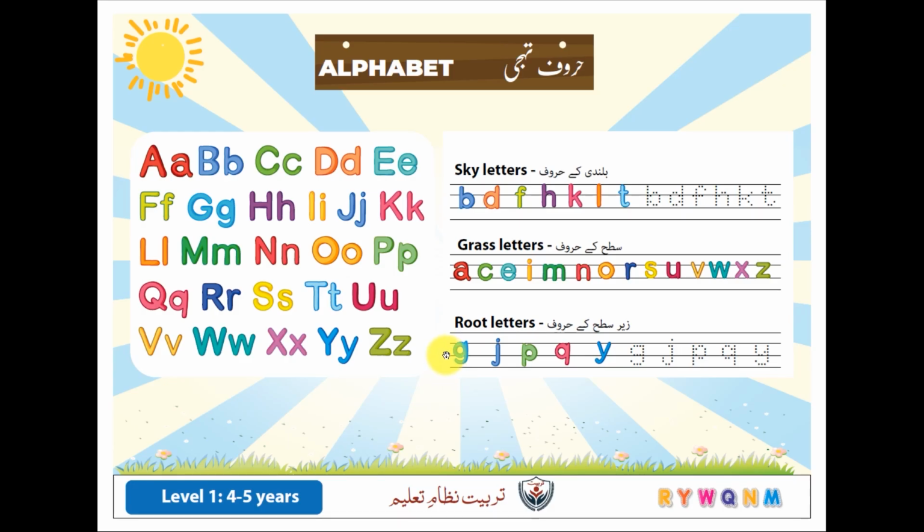Finally, there are root letters. Root letters stay on line number 2, 3, and 4. Root letters are G, J, P, Q, Y. Then you will write down these letters to practice them.